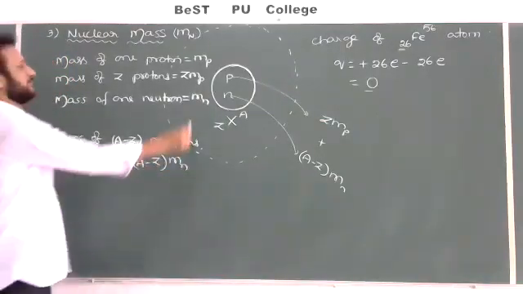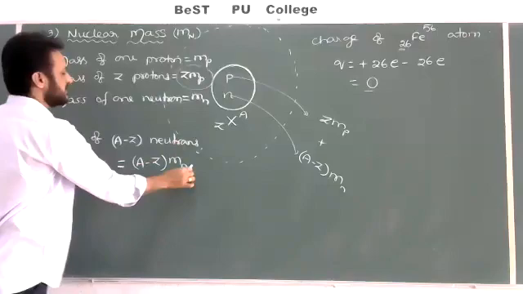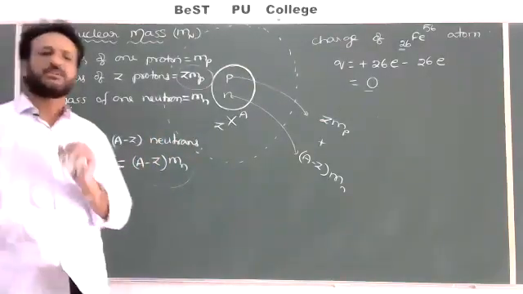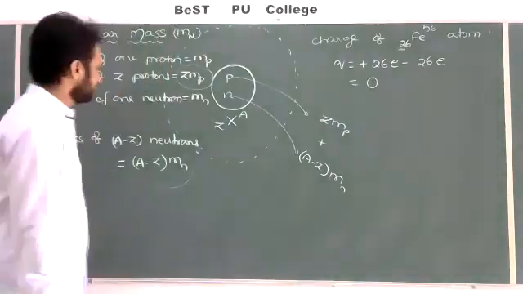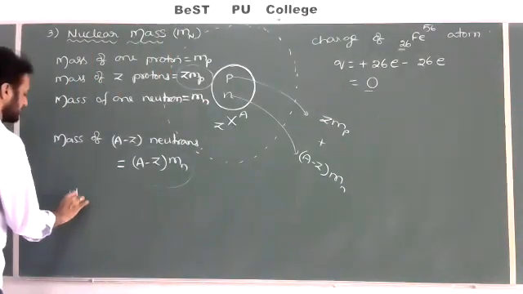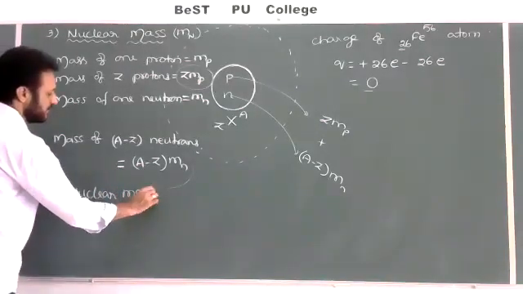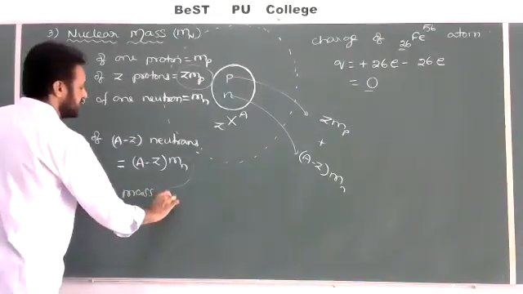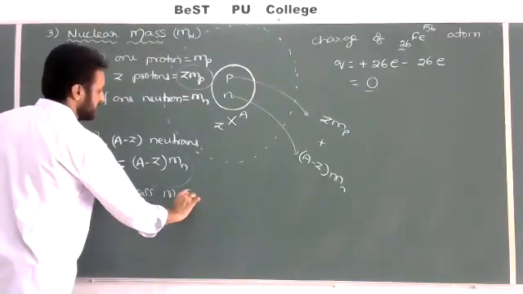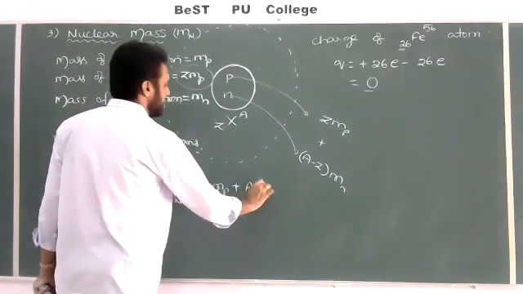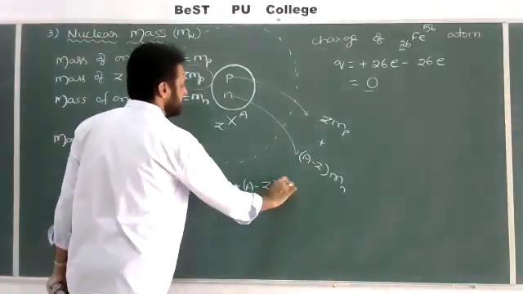It is a mass of Z protons. It is a mass of A minus Z neutrons. Then what is the total mass of the nucleus? Add both, we will get the answer. Therefore, the mass of the nucleus, I will take capital M with suffix N, is equal to Z m_p plus (A minus Z) times m_n.